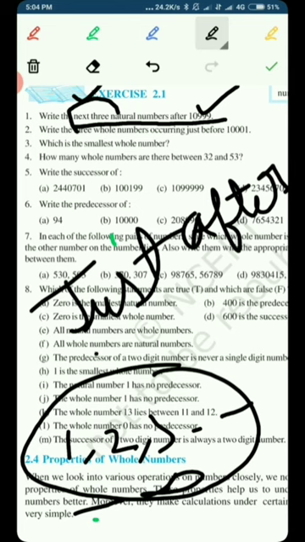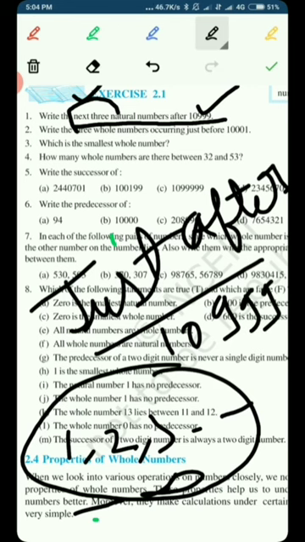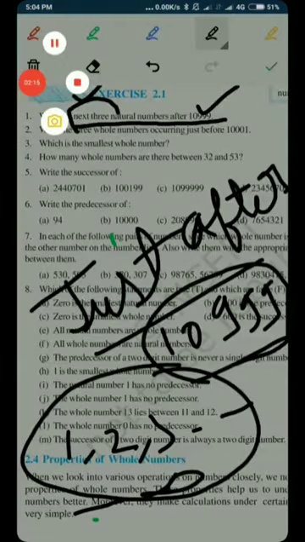Just after 10,999, we have to tell the next three numbers, whatever three numbers come just after 10,999.